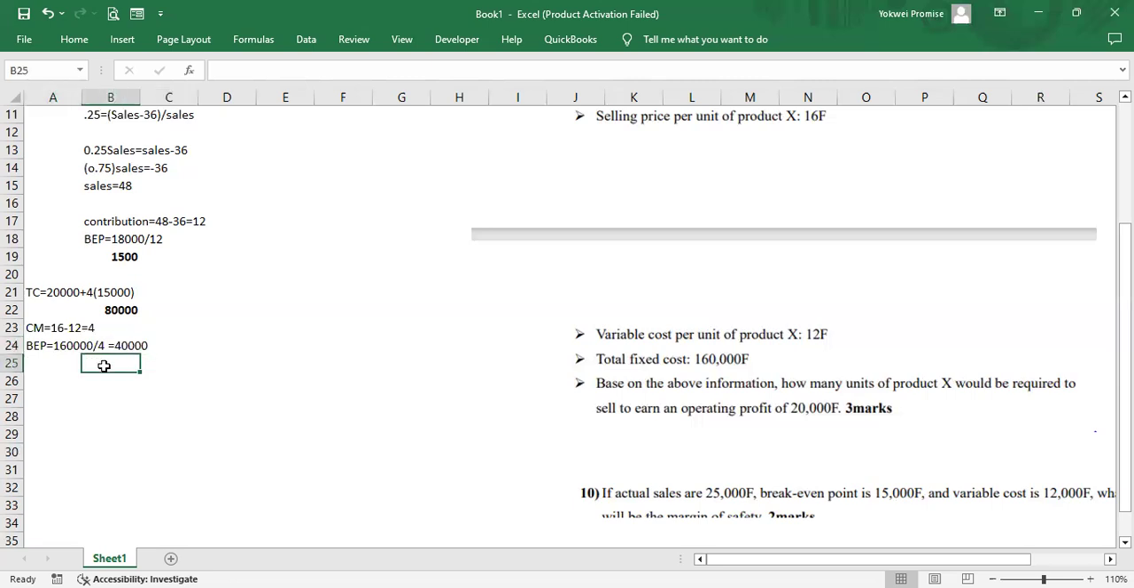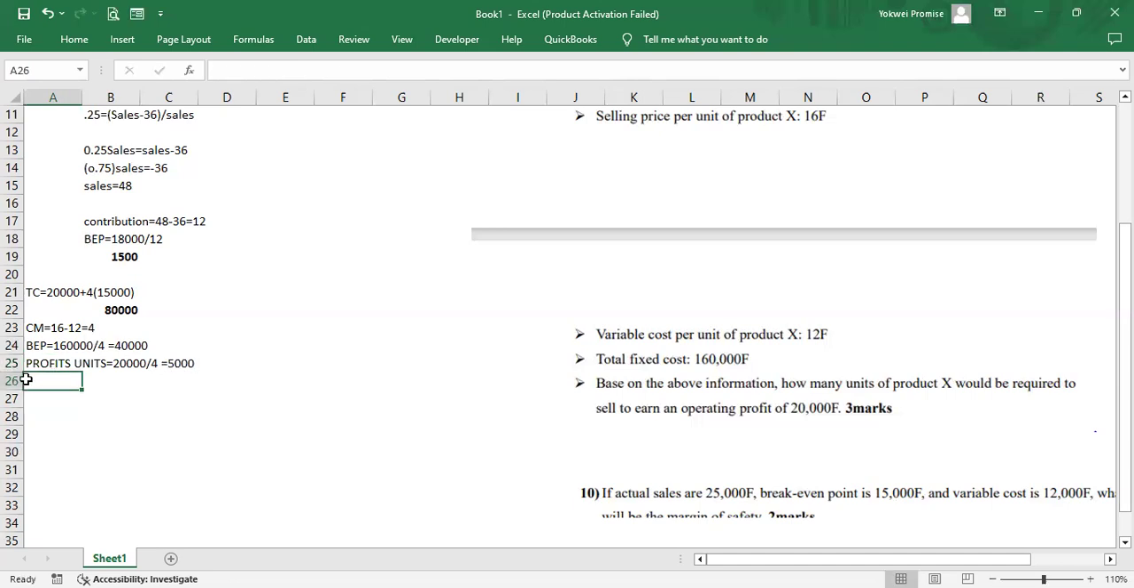Now, to know the extra units that they have to sell before they have this 20,000 francs, we take the profit unit. We take the 20,000 francs and divide by our unit contribution margin, which is 4. What is 20,000 divided by 4? We have 5,000.